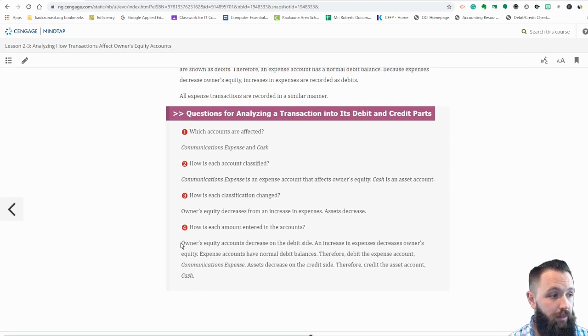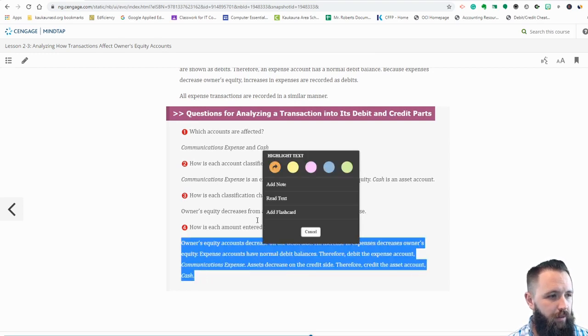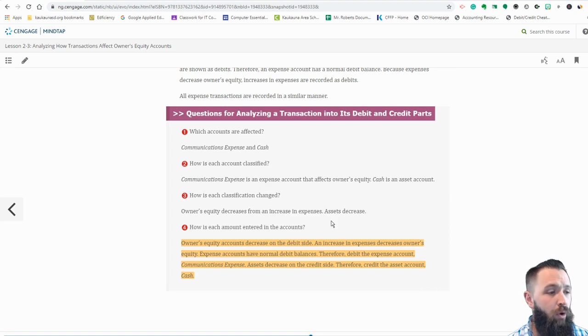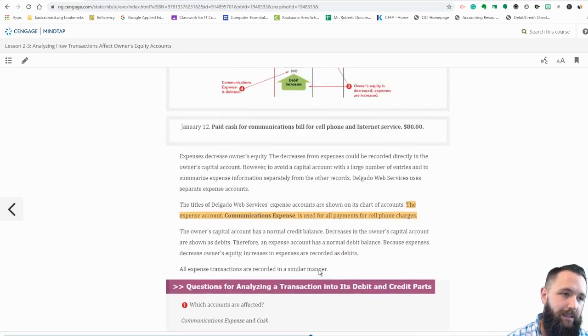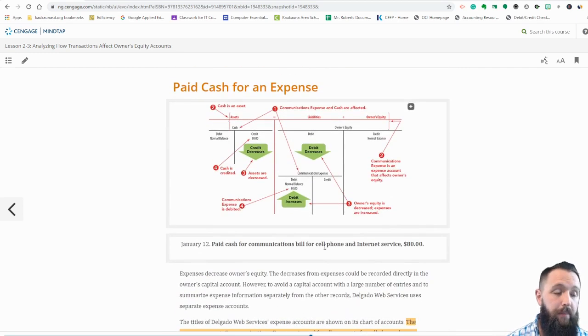Let's just read their explanation first and then go up and take a look. Owner's equity accounts decrease on the debit side. So an increase in expenses decreases our owner's equity. Expense accounts have normal debit balances. Therefore, we debit the expense account, so communication expense, and assets decrease on the credit side. So you credit the asset account cash.